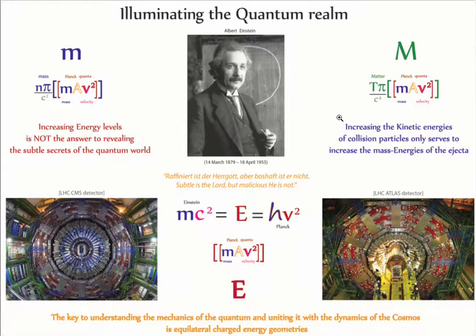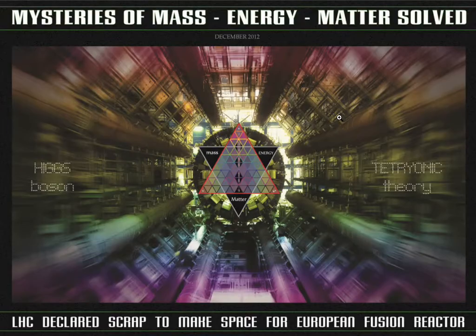and all of these interactions between mass, energy, matter, the charge geometries, and the energy of motion all contribute to making investigation of quantum mechanics through accelerator collisions an extremely difficult process. In fact, Tetrionics now shows us, through the equilateral geometry of mass, energy and matter, all the things that the Large Hadron Collider and accelerators prior to that have been trying to achieve for at least the last 50 years.